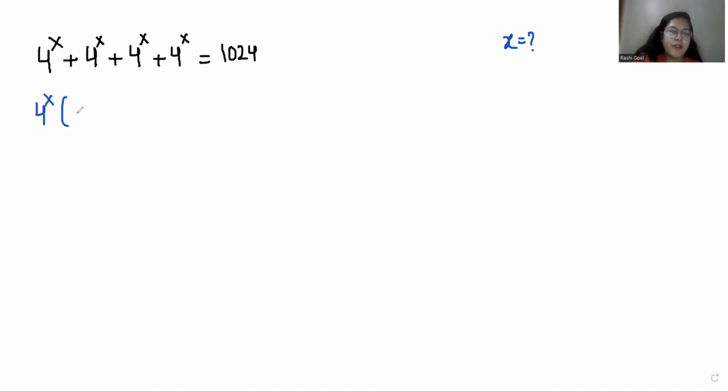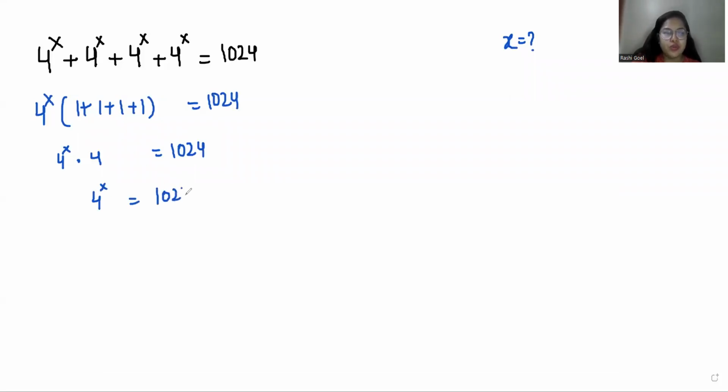So if I take 4 power x as common, 1 plus 1 plus 1 plus 1 is equal to 1024. So 4 power x times 4 is equal to 1024. Now 4 power x is equal to 1024 divided by 4. So 4 power x is equal to 256, and 256 in terms of 4 power, we can write as 4 power 4.